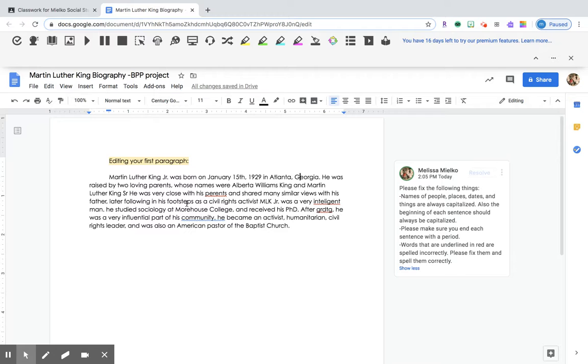Later, following in his footsteps as a civil rights activist, MLK Jr. was a very intelligent man. He studied sociology at Morehouse College and received his PhD. After graduating, he was a very influential part of his community. He is the beginning of this sentence, so we want to capitalize that. Became an activist, humanitarian, civil rights leader, and was also an American pastor of the Baptist Church.